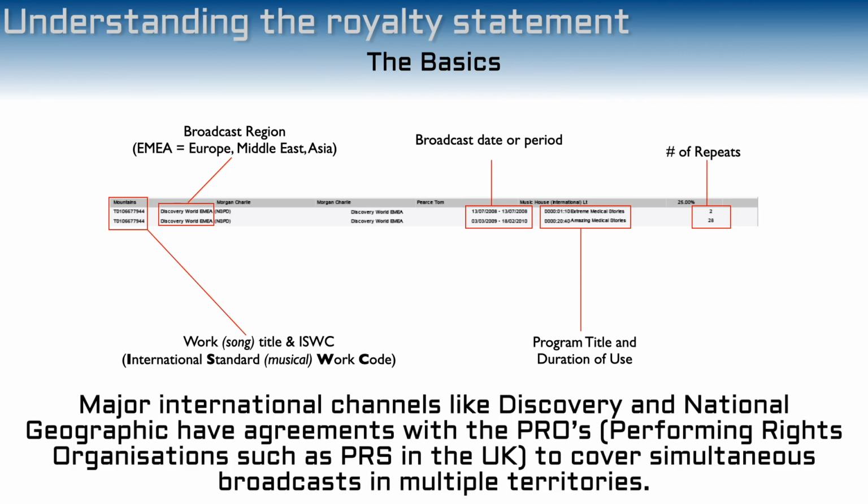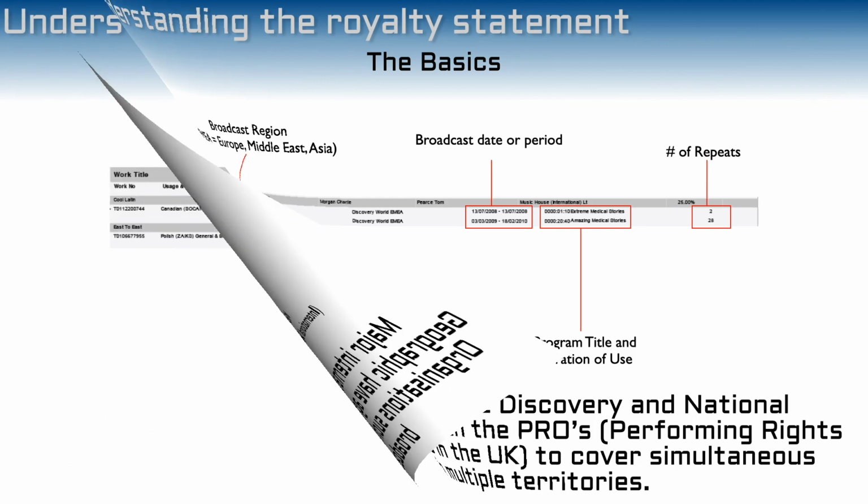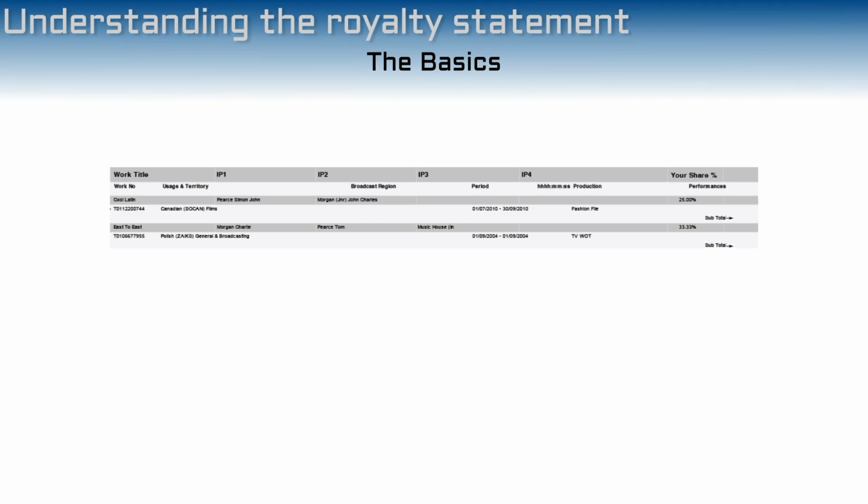Major international channels like Discovery or National Geographic have agreements in place with PROs, performing rights organisations such as PRS in the UK, to cover simultaneous broadcasts in multiple territories. The statement also shows the various IP owners. In this case, there are 2 composers and 1 publisher.